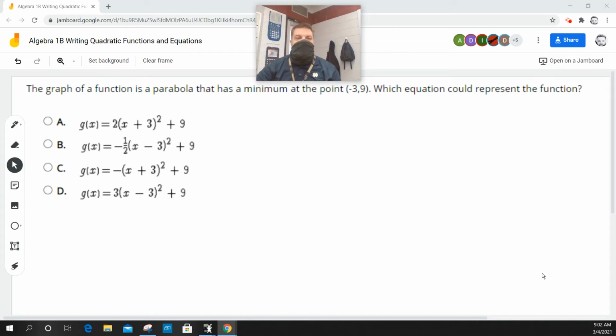Good stuff. The graph of the function is a parabola with a minimum at a point of negative 3, 9. Which equation represents the function?